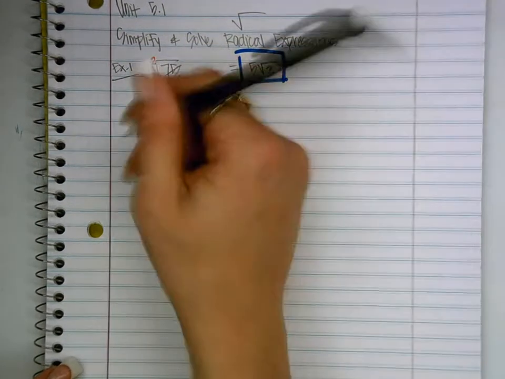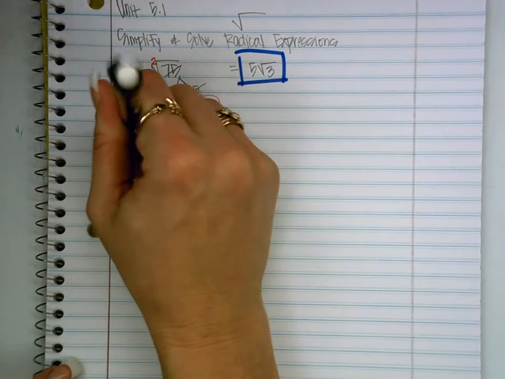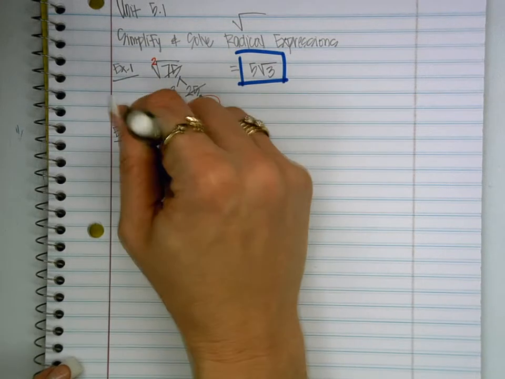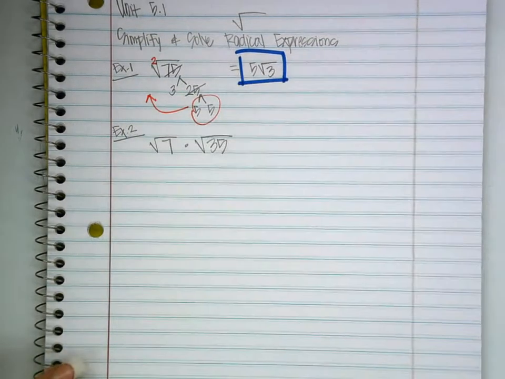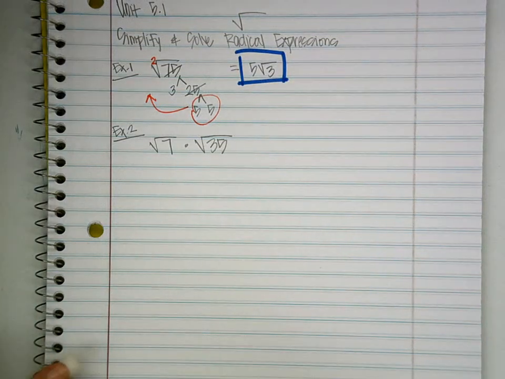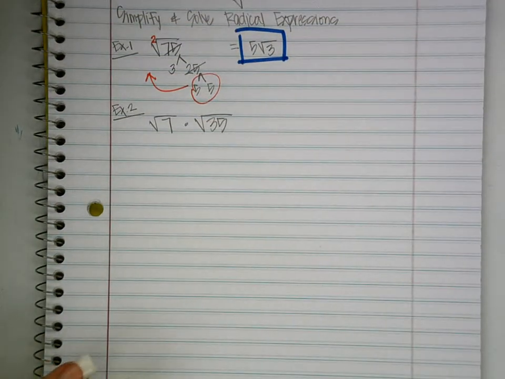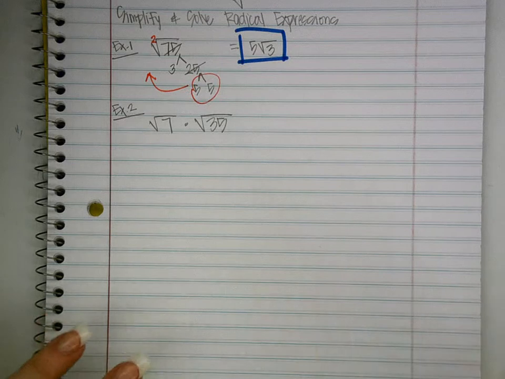For number 2, root 7 multiplied by root 35. Today's lesson is basically all real simple, to make sure we understand before we get into what we're actually working on for most of this unit, which is imaginary numbers. So this is just kind of the review lesson.